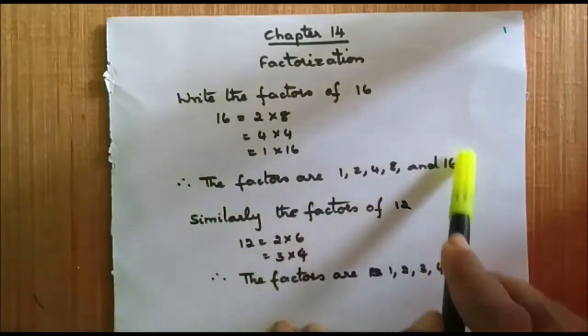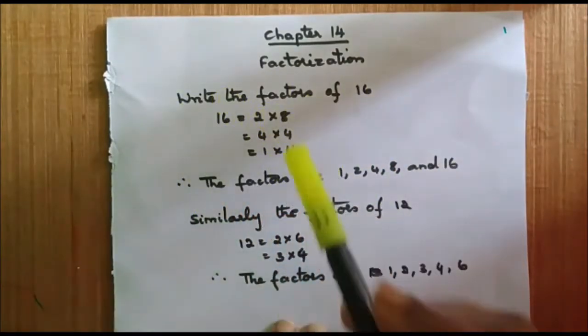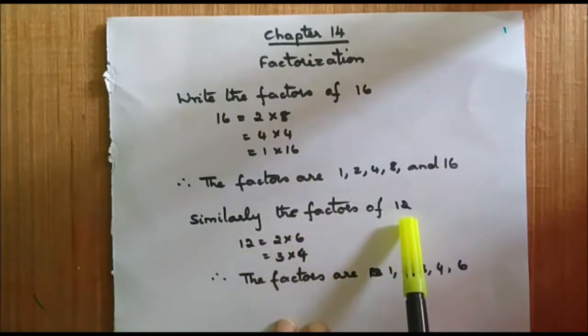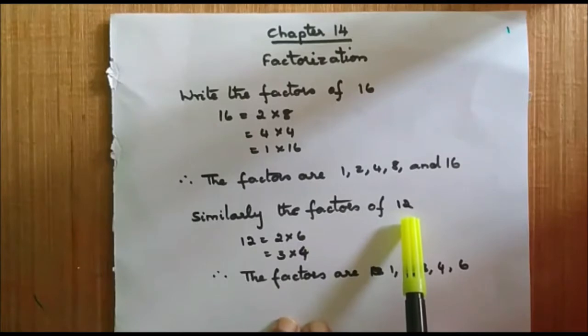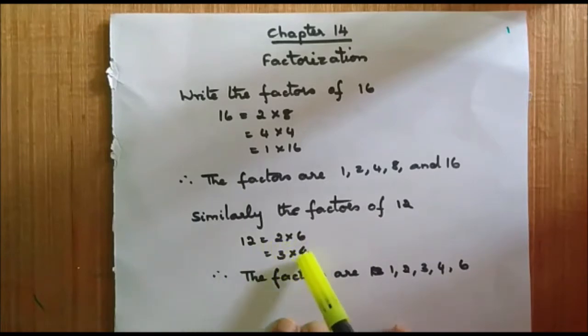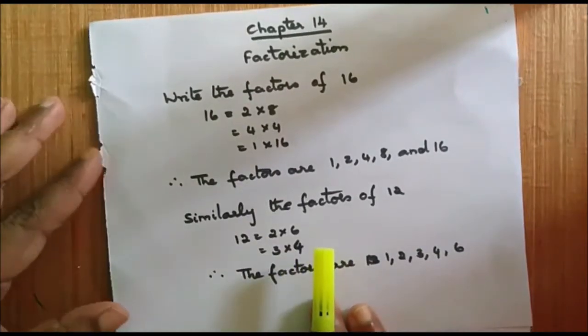I hope you understood what I meant by the word factors. Okay. Now, similarly, write the factors of 12. In which numbers' table does 12 come? It comes in the 2 times table. 2 into 6 is 12. 3 into 4 is 12. So, what are the factors? It is 1, 2, 3, 4, 6 and 12. So, these are the factors of 12. I hope you get it.